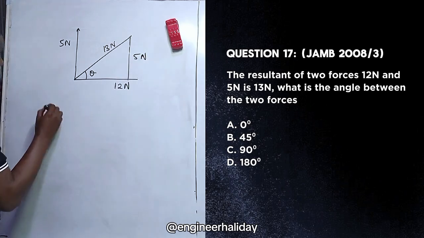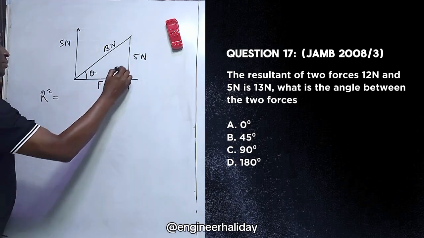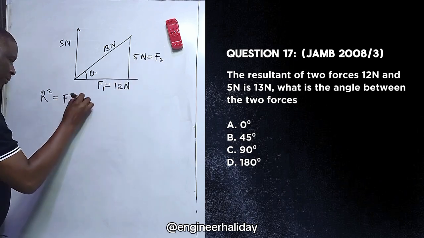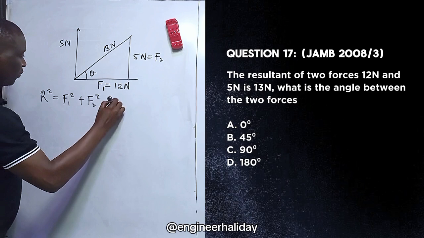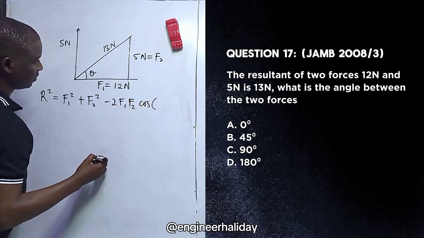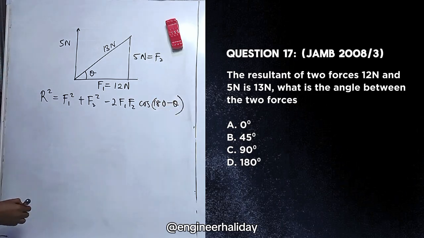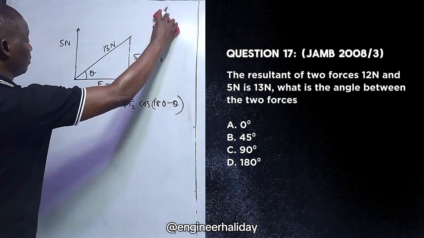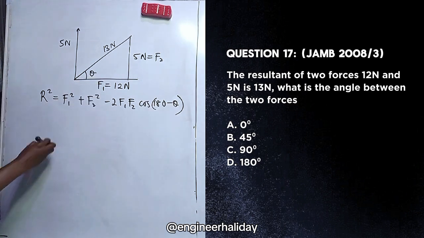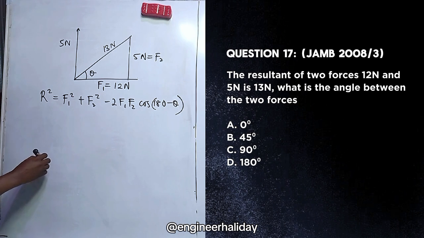Now, let's do something here. We are going to use this formula. Let's say this is F1 and this is F2. So, F1 squared plus F2 squared minus 2F1F2 cos of 180 minus theta. This is the formula we're going to use, the parallelogram law. This is the formula for the parallelogram. Now watch my introduction to analysis of vectors.